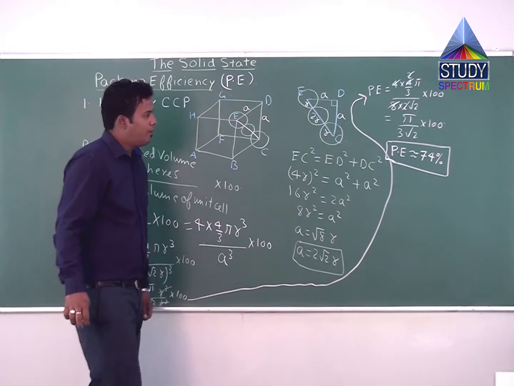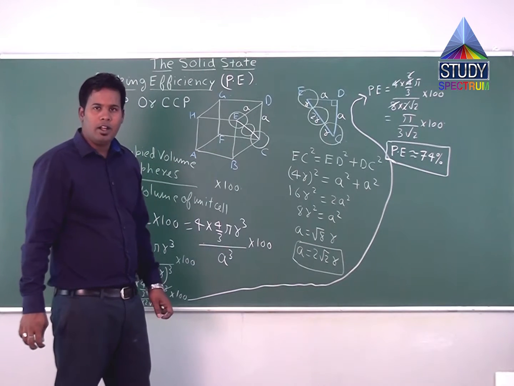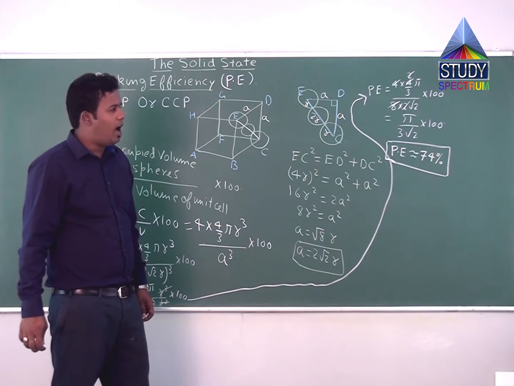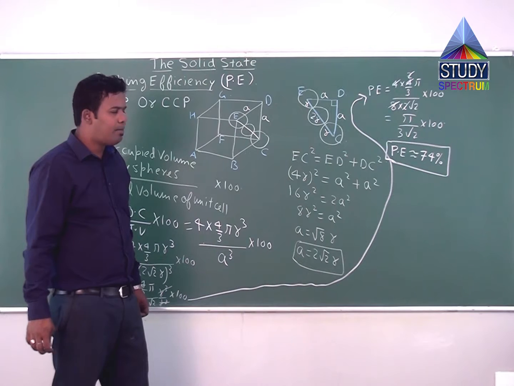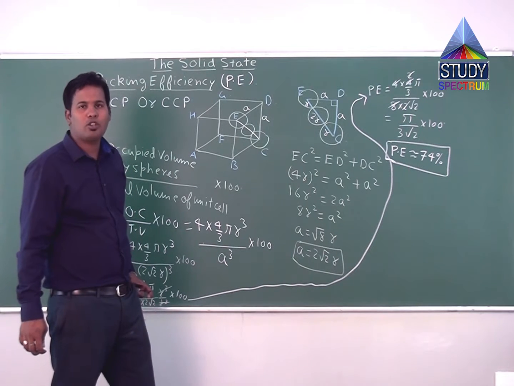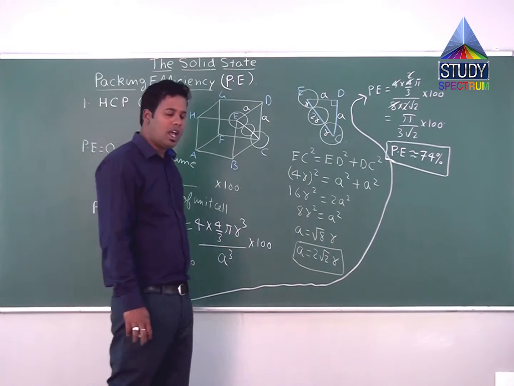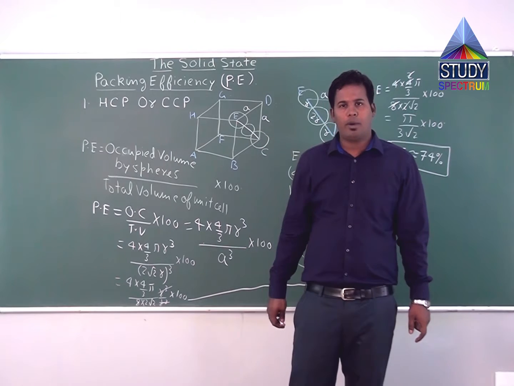74%. If you substitute the value of pi as 3.14 in the numerator, divided by 3 root 2, the value of root 2 is 1.414, and if you multiply that fraction by 100, then the packing efficiency turns out to be almost 74%. Now remember, both HCP and CCP have equal packing efficiencies, that is 74%.